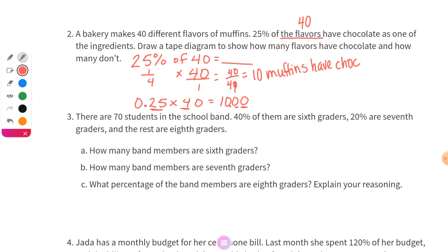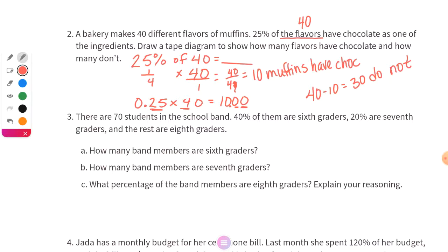Okay. Does that answer all of my question? If there are 40 flavors and 10 of them have chocolate, how many do not? Ellie? 30, yeah. So 10 have chocolate. I'm going to write 40 minus 10 equals 30 do not.